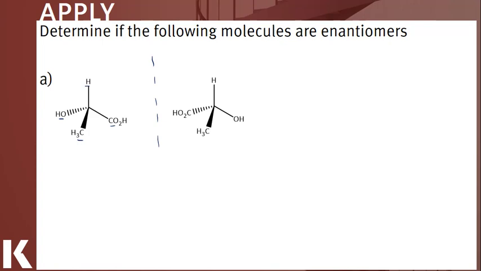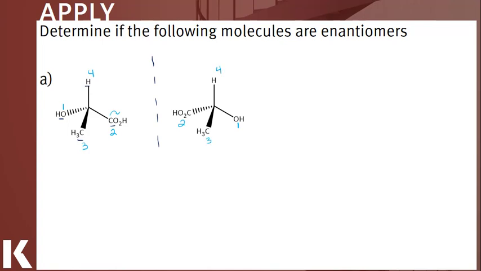Okay, let's number our groups by priority here. Oxygen is the highest, so that OH group is first. Then this CO2H group, since its second atom in line would be an oxygen, our methyl group is third, and our hydrogen is fourth. Same thing for the molecule on the right. OH, then CO2H, then the methyl, then the hydrogen.